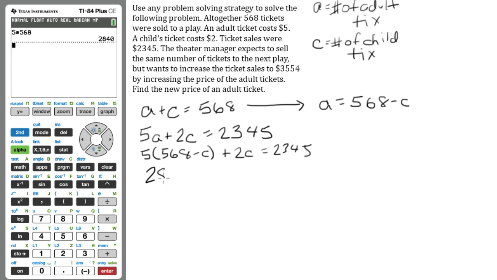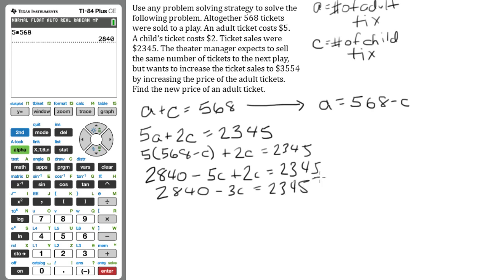Well, let's see here. 2,840 minus 5 times negative C is minus 5C, plus 2C equals 2345. If we combine like terms, we get 2840 minus 3C equals 2345. Then I'm going to subtract 2840 from both sides.